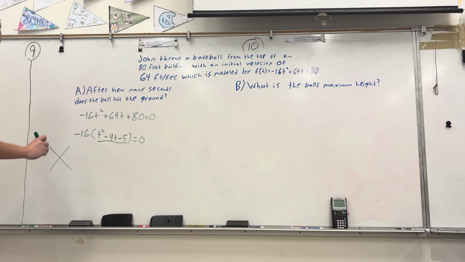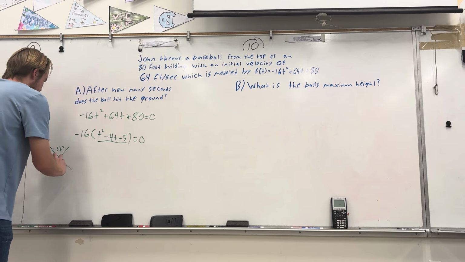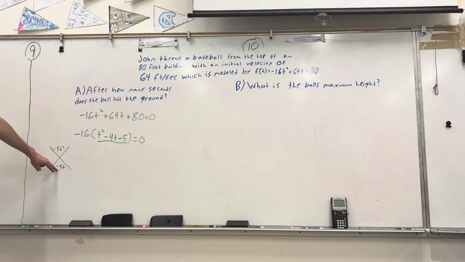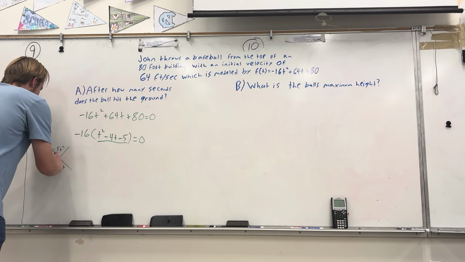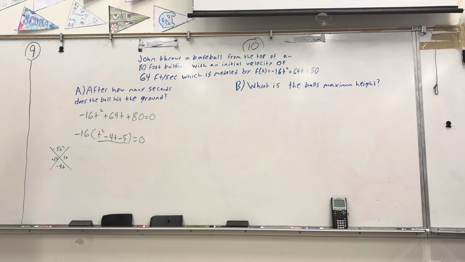Make our x, we have negative 5t squared, we have negative 4t. What 2 numbers add to be this, multiply to be this, and you should get negative 5t and then just 1t. Negative 5 plus 1 is negative 4. Negative 5 times 1 is negative 5. And so we can make our box.